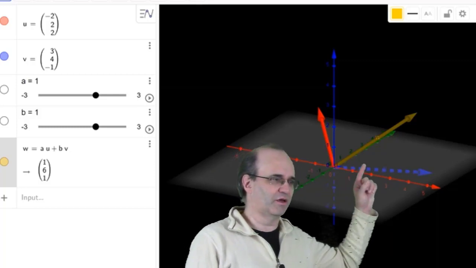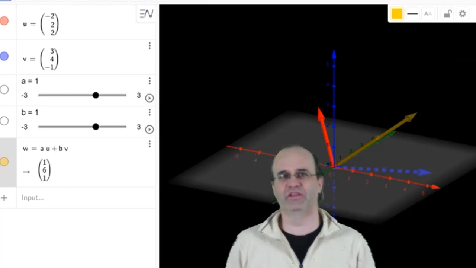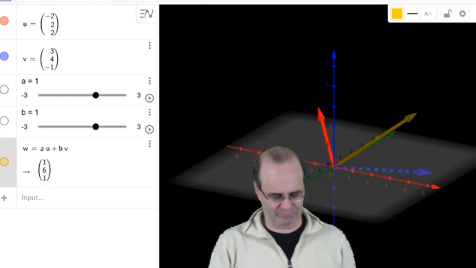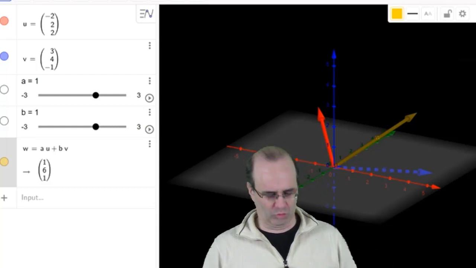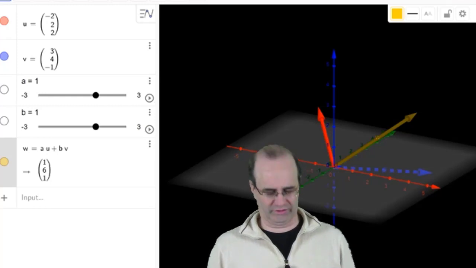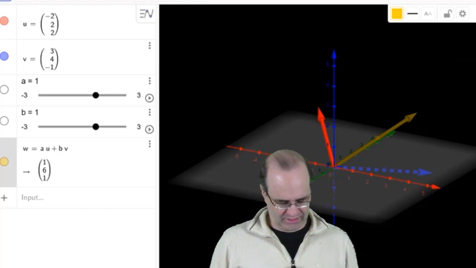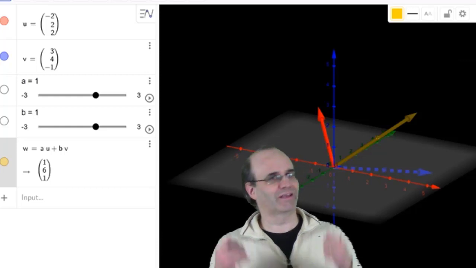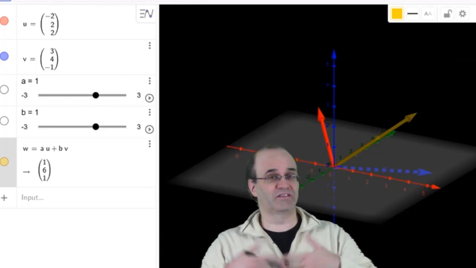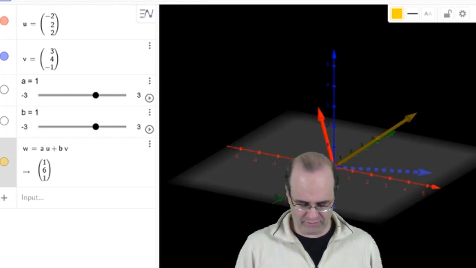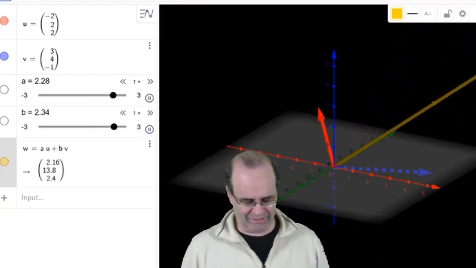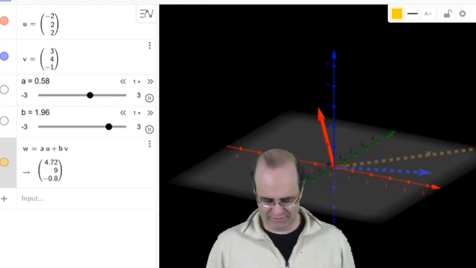And W is this yellow vector, so it's also a linear combination of U and V. So we can do the same thing. We can let A and B for the moment have value 1, so W is equal to 1, 6, 1. And we can let A and B run between -3 and 3 and try to see what we obtain. Again, for each specific value, we'll get a vector that is a linear combination of U and V. I can start playing these like this. I'll start the other one. And you can see that W moves around.